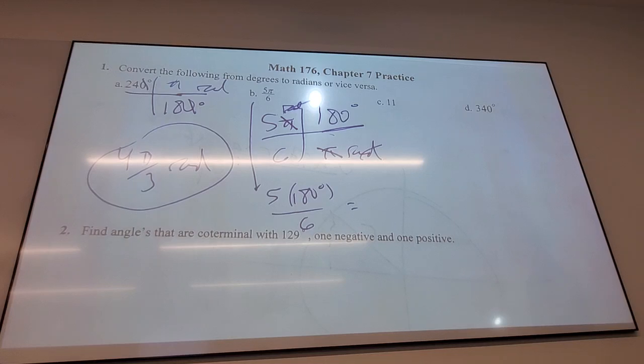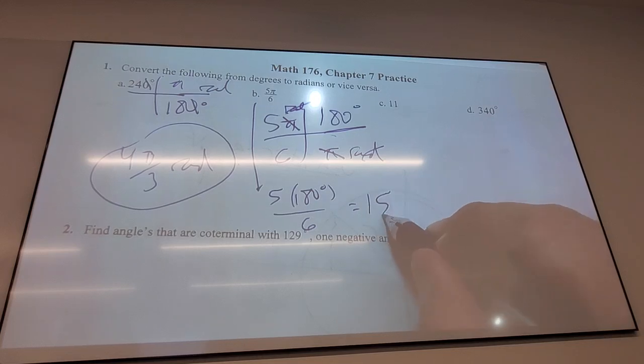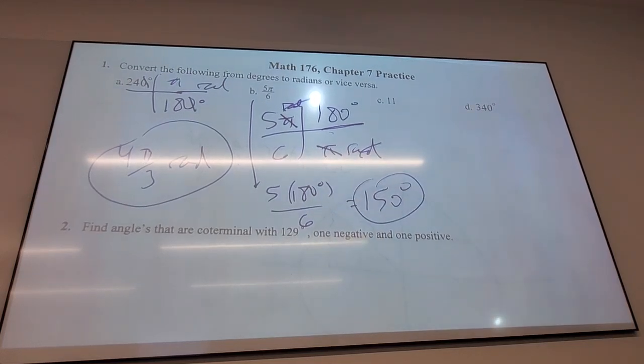Both ways will end up in the same place. What's 180 divided by 6? Divide times 5. Sweet.